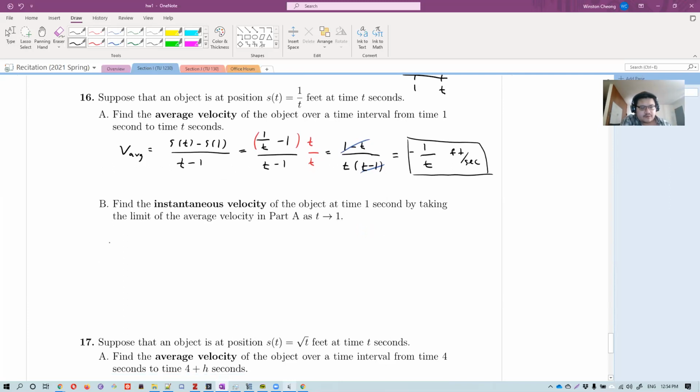Good. And for part B, again, we're going to use this average velocity, but then we let t approach 1 this time. So writing it mathematically, we just copy things down. But then we use the work that we did before. And so this fraction simplifies to -1 over t. And then we can just plug in to evaluate the limit, and we get -1.